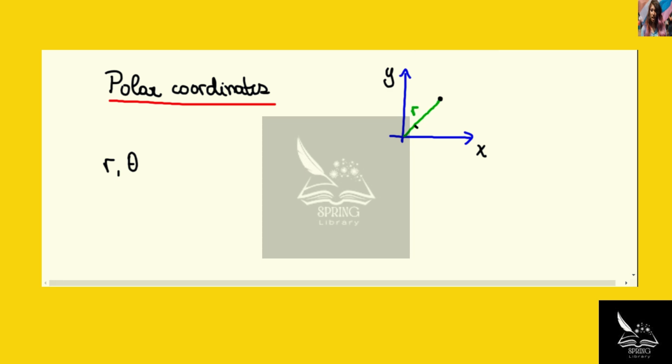And the angle that the line that connects the origin to the point makes with the horizontal is the coordinate theta. So this is the polar coordinate. So r is equal to the square root of x squared plus y squared, and theta is such that the tangent of theta is y divided by x.